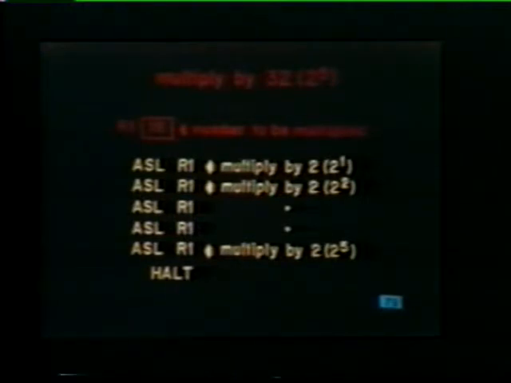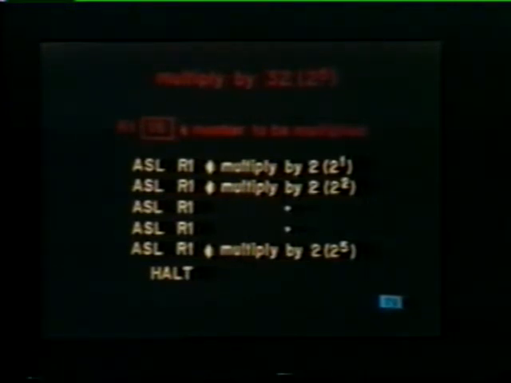An ASL, or arithmetic shift left instruction, is used for each multiplication by a power of 2. Thus, after the second instruction is executed, the number has effectively been multiplied by 2 raised to the 2nd power. After the program has stepped through all 5 shift instructions, the number has been multiplied by 2 raised to the 5th power, and the program stops.